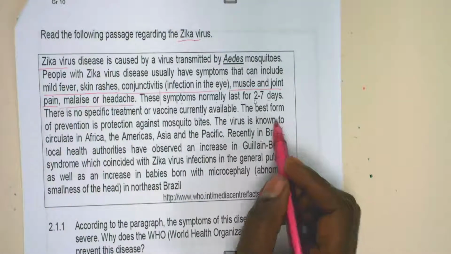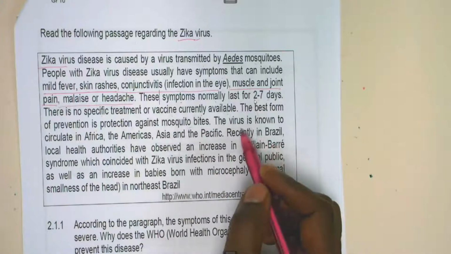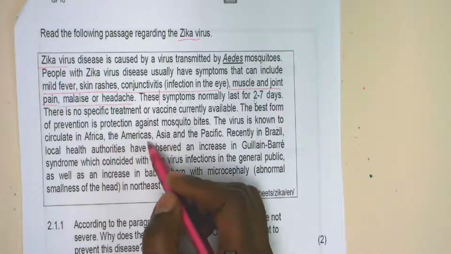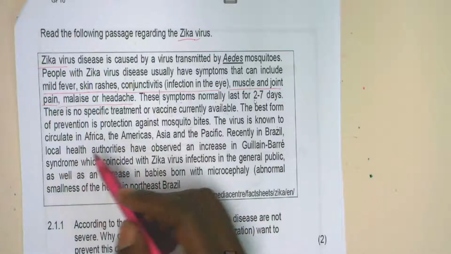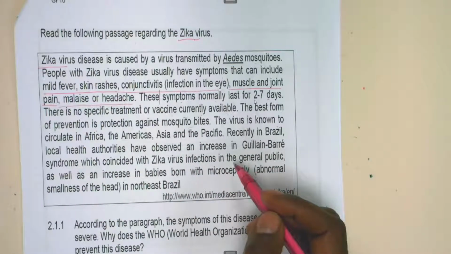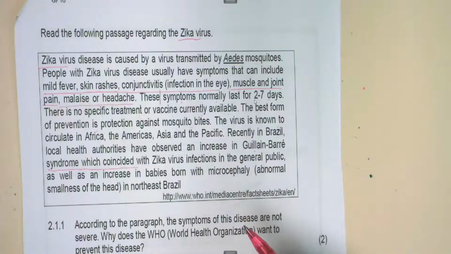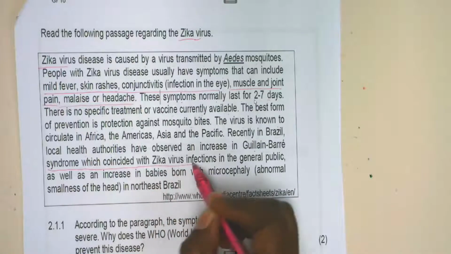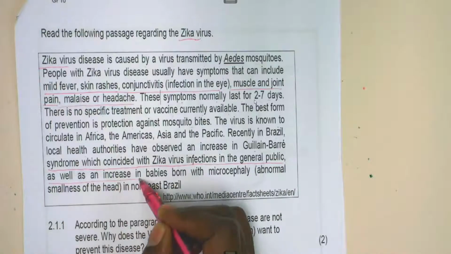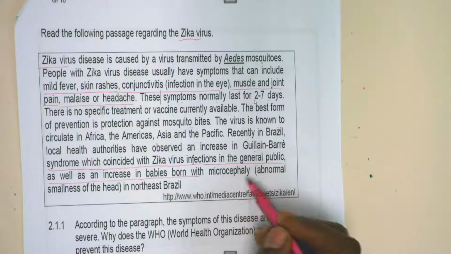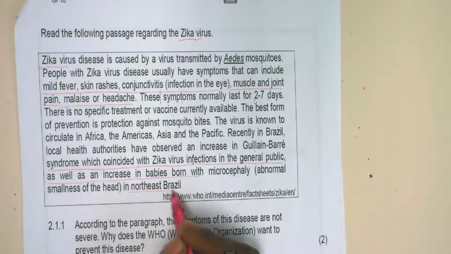The best form of prevention is protection against mosquito bites. The virus is known to circulate in Africa, America, Asia, and the Pacific. Recently in Brazil, local health authorities have observed an increase in Guillain-Barré syndrome, which goes hand in hand with Zika virus infections in the general public, as well as an increase in babies born with microcephaly, which is the abnormal smallness of the head, in the northeast of Brazil.